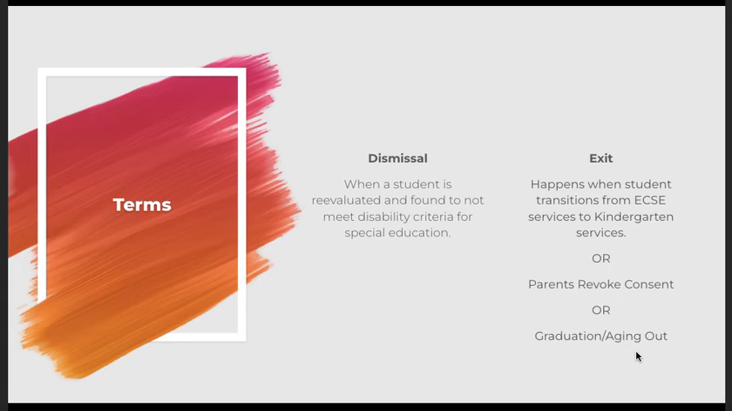So the two terms, dismissal and exit, there's definitely a difference between the two. A dismissal is when a student is reevaluated and found to not meet disability criteria for special education, or when they no longer have a need for individualized or specialized instruction. Exiting happens when students transition from ECSE services to kindergarten services, or if parents revoke consent, or if they're graduating or aging out. So exiting has a few different varieties of what we constitute exiting versus just dismissal.